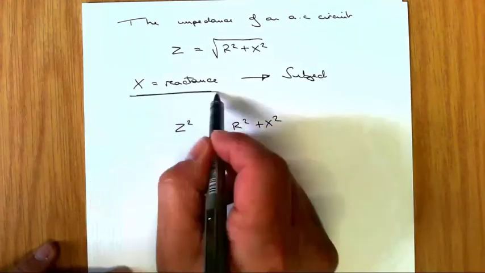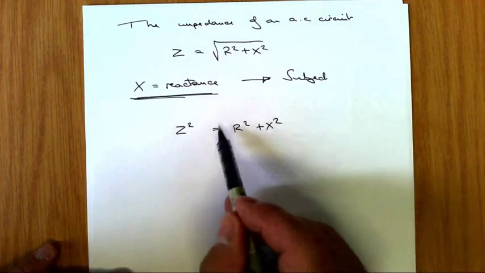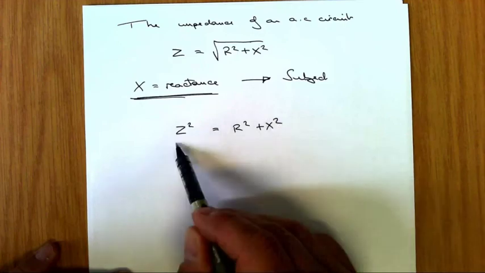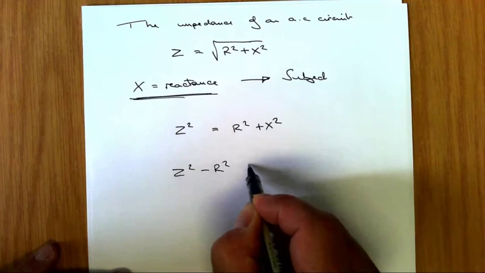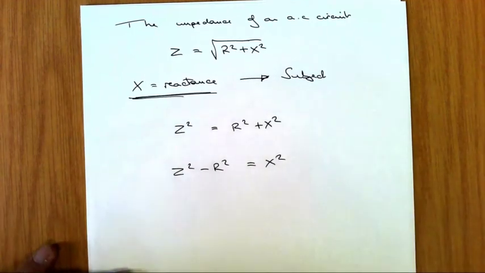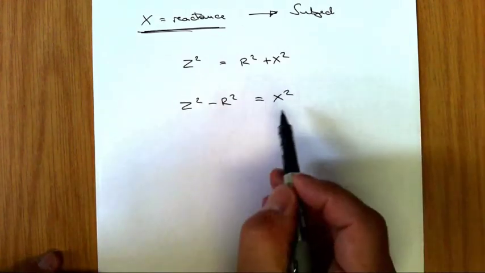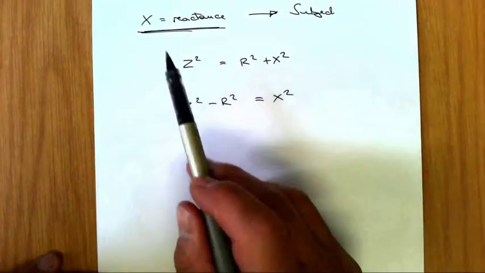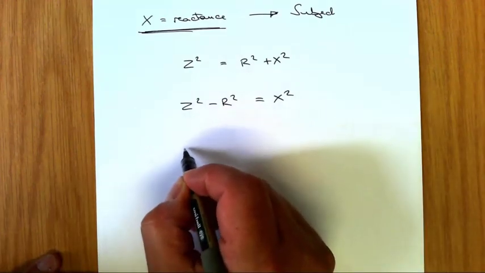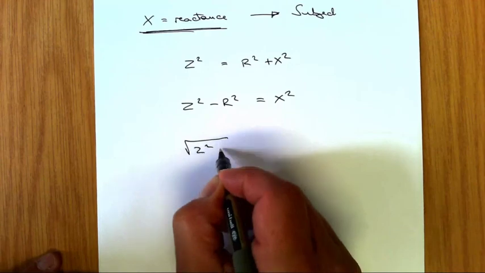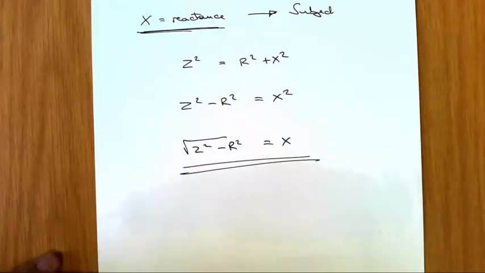And we've got to remember what we're trying to make on its own. We're trying to make X on its own. So let's move the items that aren't X onto the other side of the equation. So Z squared minus R squared equals X squared. And then we don't want it squared, we want just a single X, so we're just going to square root both sides. So the square root of Z squared minus R squared equals X, and you're done.